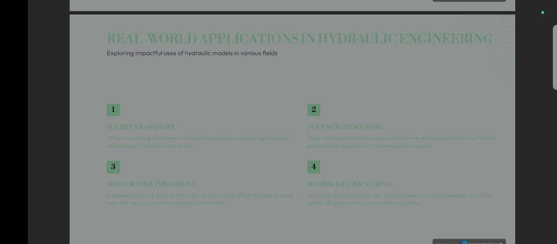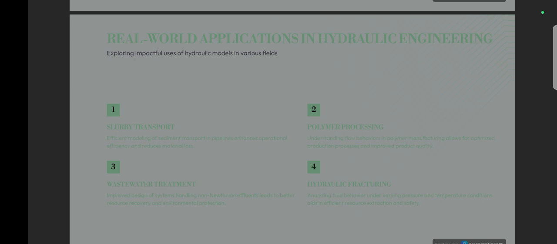Second one, sediment transport and erosion. Sediment transport is a fundamental problem in hydraulic engineering, particularly in the design of rivers, coastal zones, and dam reservoirs. The movement of sediment particles is influenced by factors such as water flow, turbulence, and long range interactions among particles. Classical models often fail to capture the complex and non-local dynamics involved in sediment transport.